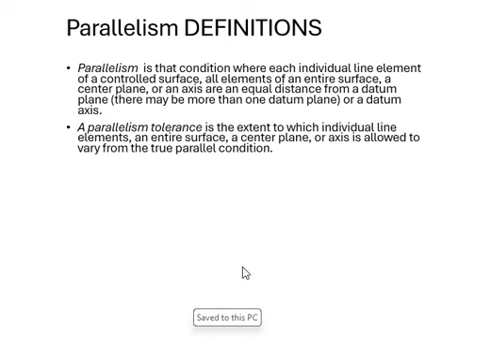So when we deal with the parallelism tolerance, we're looking at the individual line elements, your entire surface, your center plane, or your axis, and how much they can vary from your true parallel condition. True parallel condition means the perfect, ideal condition. Of course, in the real world, when you're manufacturing these parts, it's really difficult to get that true condition. So you get something more or less away from it, and we call that the tolerance.